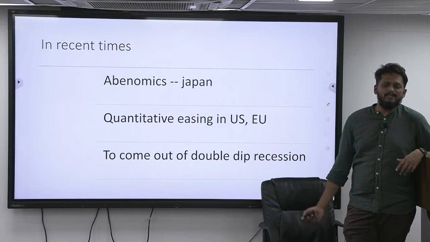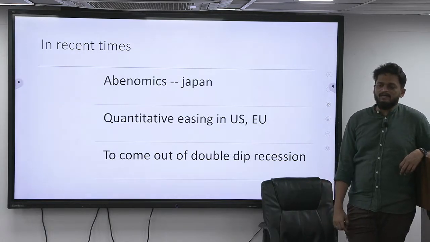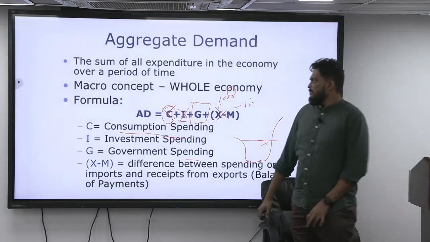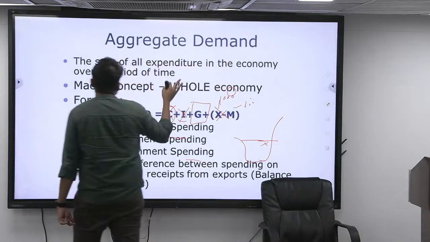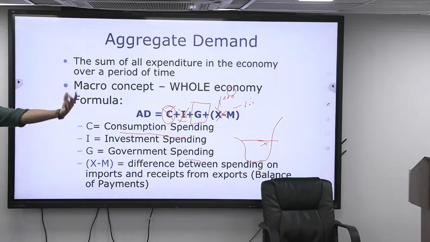Ultimately, what we have to do in this type of a situation is increase demand in the end. And to increase demand, whatever is necessary, they will do it. You understood? So here you can see aggregate demand is the sum of all expenditure in the economy over a period of time. It is a macro concept. Aggregate means what? Macro concept. It is not about demand from one person, one company, government or bank or something. We are considering the whole country. Demand in the whole country, ability and willingness to buy in the whole country, if we add up, that will become aggregate demand. Aggregate demand has some components.